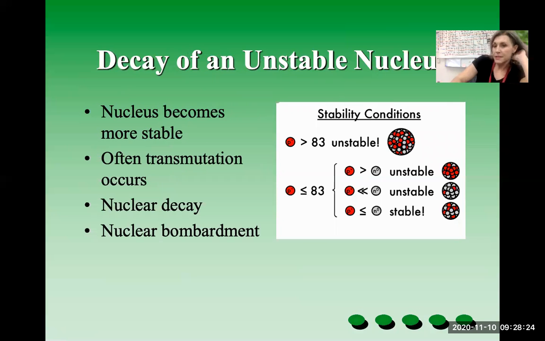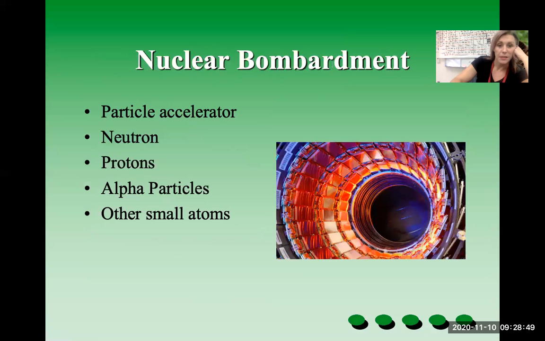All right, decay of unstable nucleus. The nucleus becomes more stable. Often transmutation occurs. You saw like we were starting with one element and it changed into a different one. The nucleus decays. And we're going to talk about nuclear bombardment, when you shoot a nucleus with another atom and it can fuse together and basically change into a different element. So to do nuclear bombardment, you need a particle accelerator, neutrons, protons, alpha particles, other small atoms. You shoot them together, accelerate them so they move fast enough that they could collide.